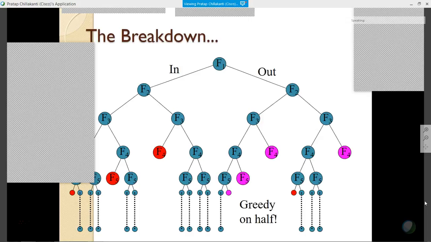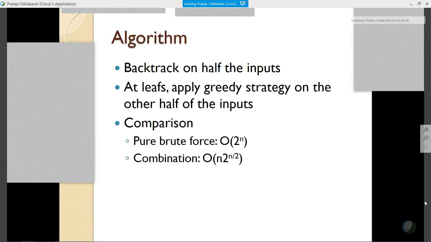See, this picture shows you one half of the tree. You take care of it through greedy, and the other half you take care of it through brute force. So you're backtracking on half of the inputs, and then at the leaves, you're applying the greedy strategy on the other half of the inputs. So what is the benefit that you're getting?